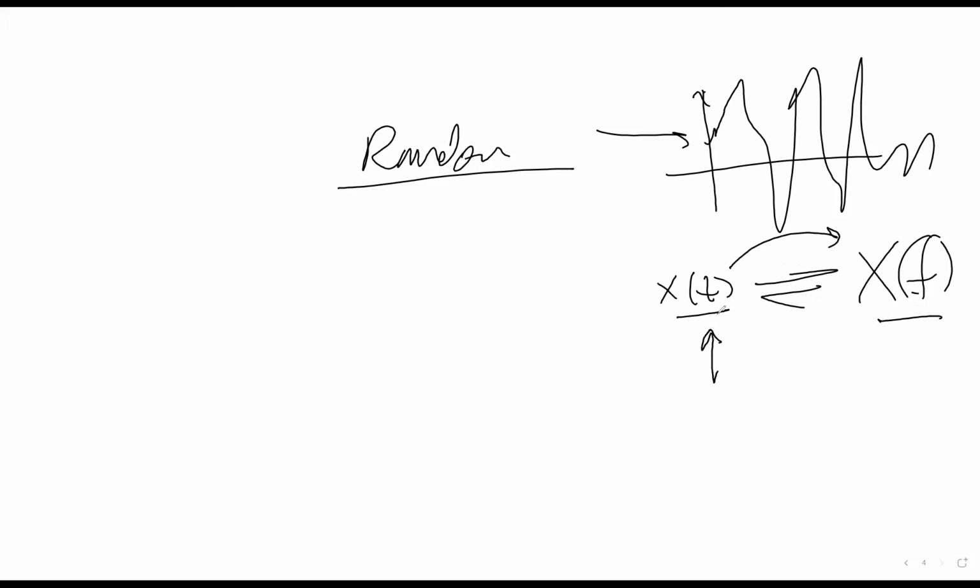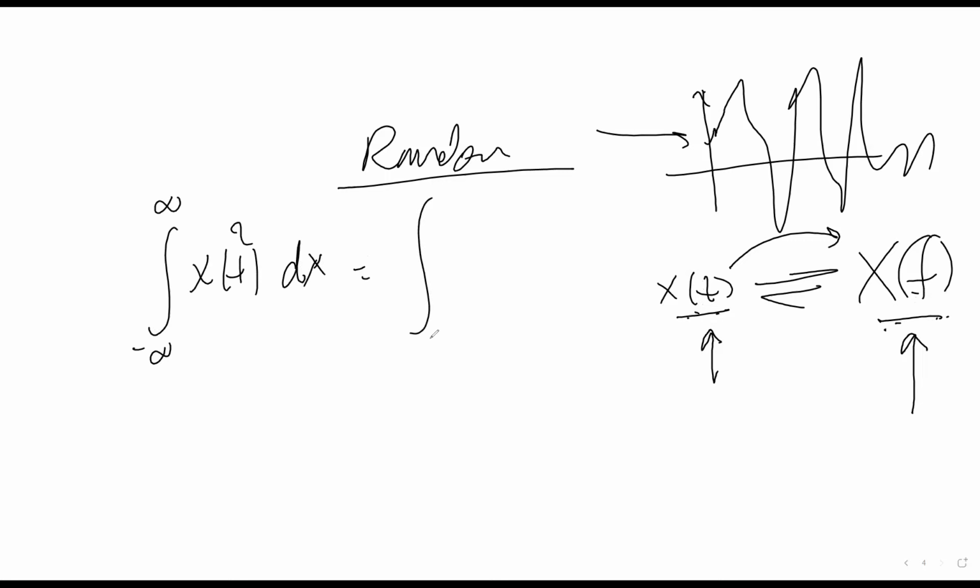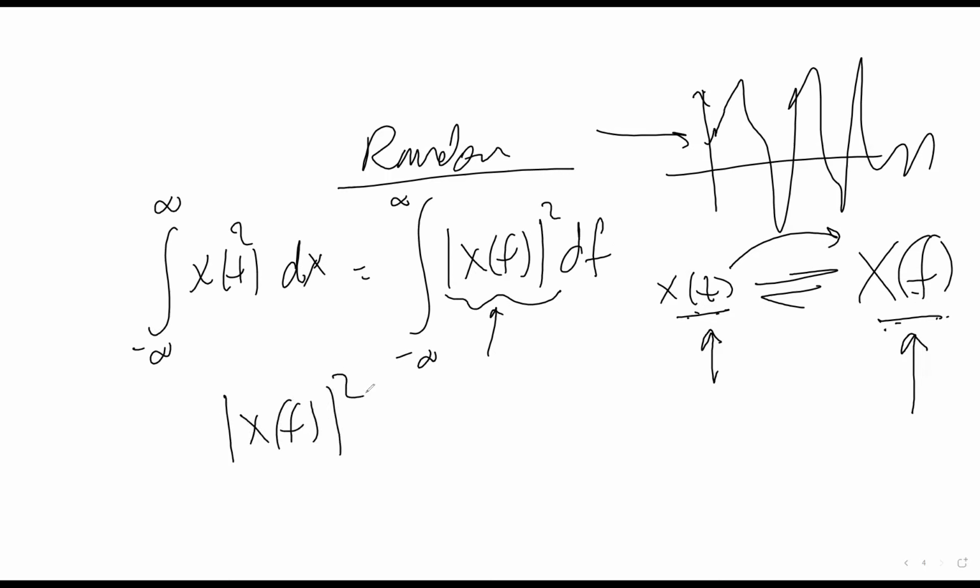So the total energy of the signal in x of t is the same as the total energy of the signal in x of f. Or the average power of the signal in x of t is the same as the average power in x of f. In general, the integration from minus infinity to infinity of |x of t| squared dt should be the same as the integration over all frequencies from minus infinity to infinity of the absolute value of x of f squared df. They should be the same energy. However, the absolute value of x of f squared is called the power spectral density of the signal.